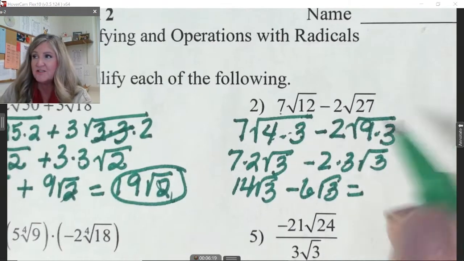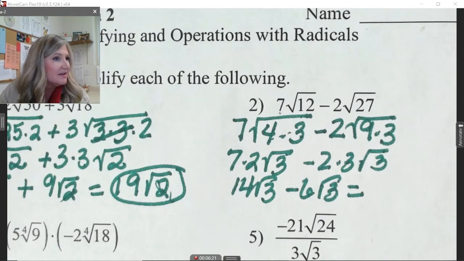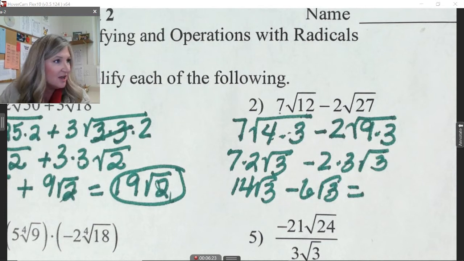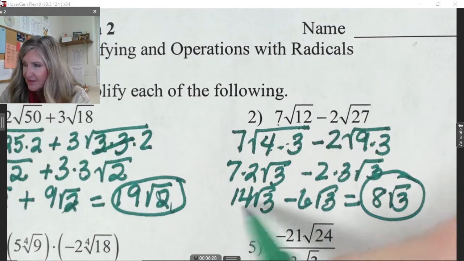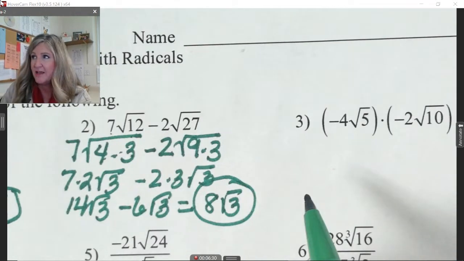And so what is this answer? Just 8? Is the answer just 8? No, what is it? 8 radical 3. We only combine the coefficients, the radical stays the same.